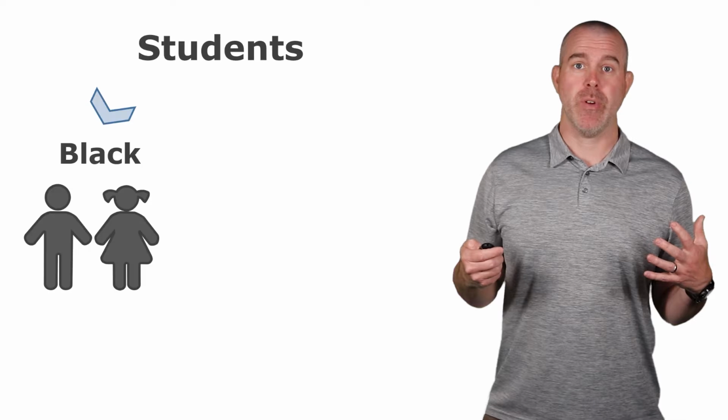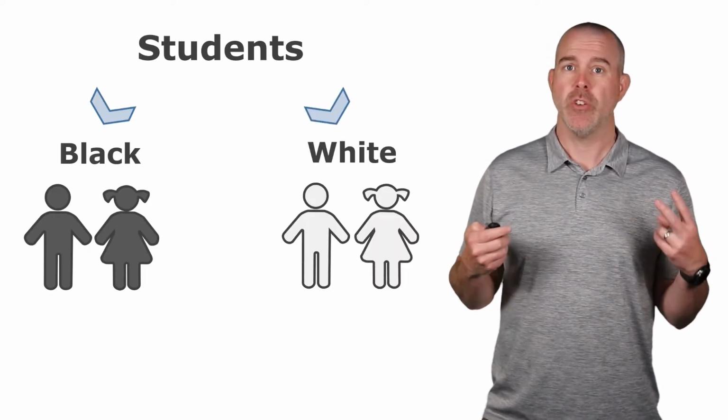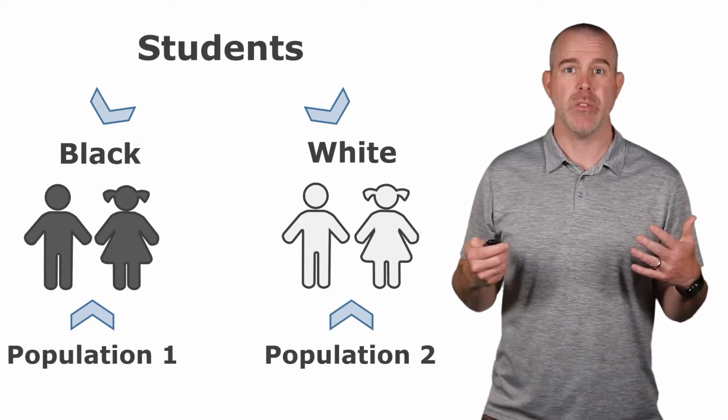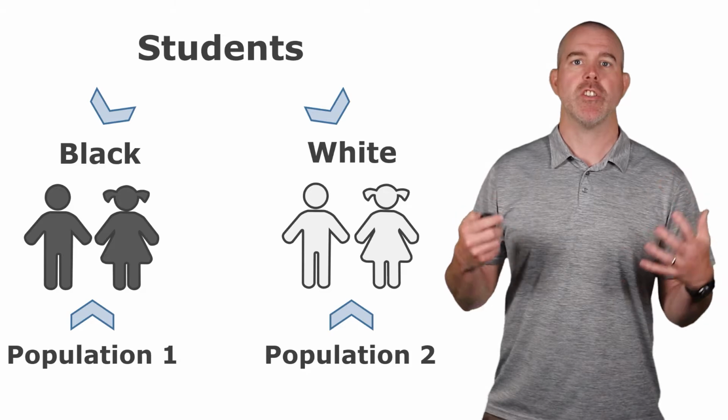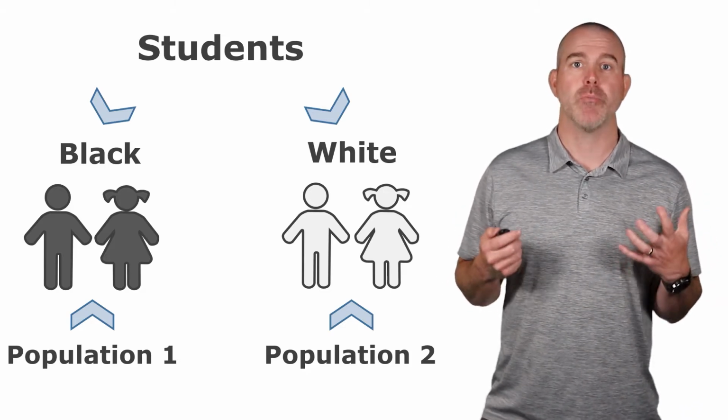What if we look at students and we compare discipline rates between black students and white students? In this case, we're really comparing two populations, the population of black students and the population of white students. So we need some new information, some new machinery, if you will, about how to compare two population proportions.